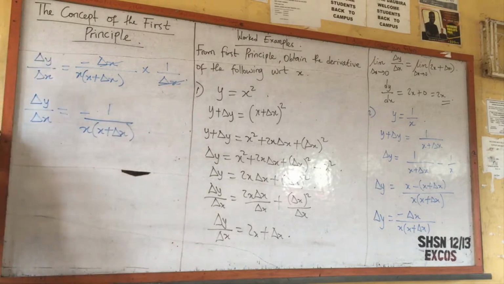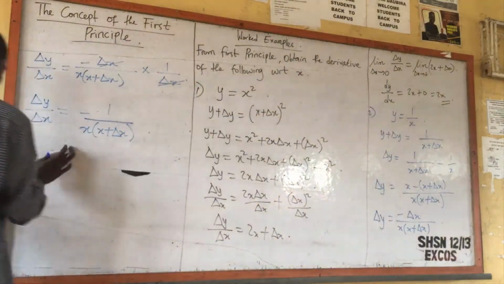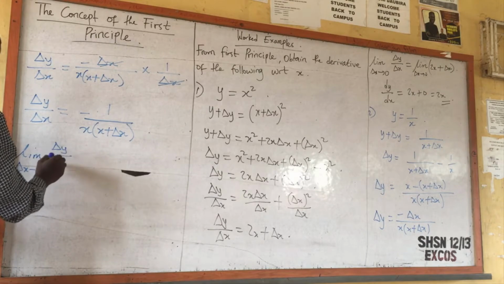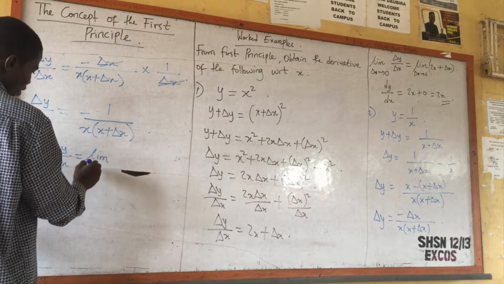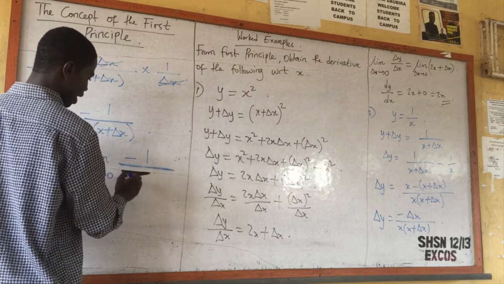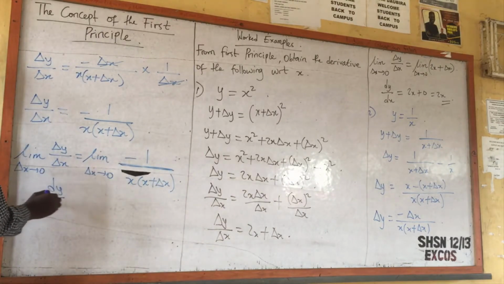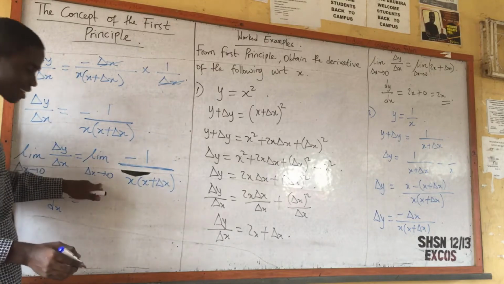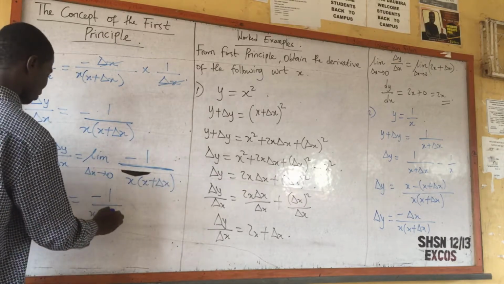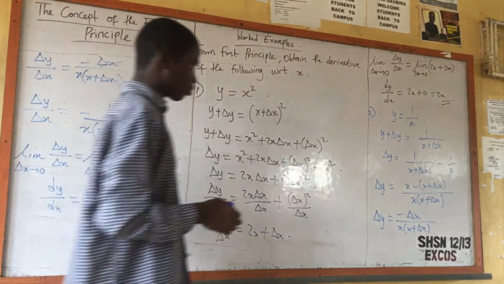The last thing to do now is to take limits. You take the limit as delta s tends to 0 on both sides. So the limit as delta s goes to 0 of delta y over delta s, and the limit as delta s goes to 0 of minus 1 over s open bracket s plus delta s. All this will become dy/ds. Anywhere you see delta s here, put 0. So this becomes minus 1 over s open bracket s plus 0, and s plus 0 is s, so that's minus 1 over s squared. So dy/ds is minus 1 over s squared.